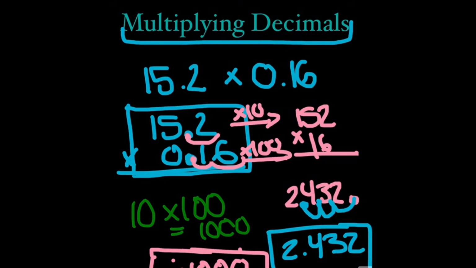Now, our estimate told us it's going to be a very small number because it wasn't even 1, and it wasn't even 0.5. It was very low. And this is a really low answer. So we know we've done it right. If it would have been 2,000, we know we've done something really wrong. Let's do one more example.